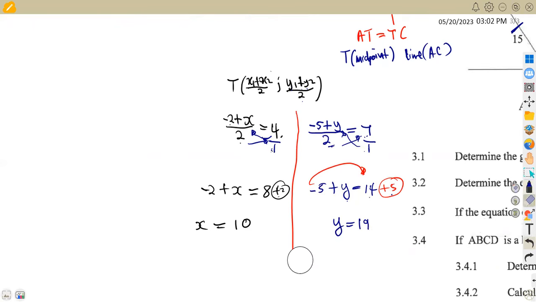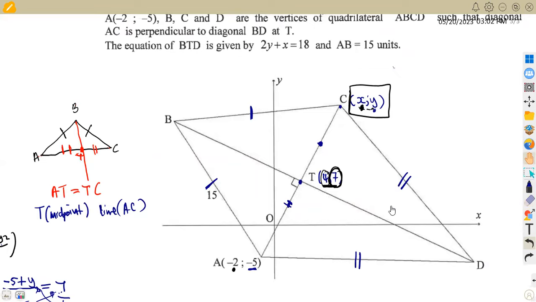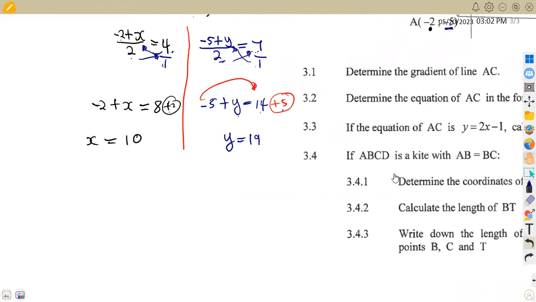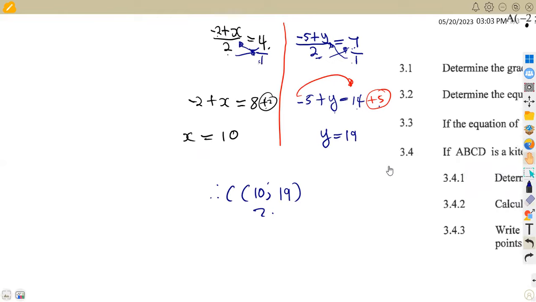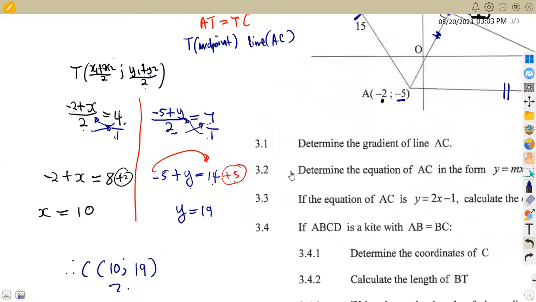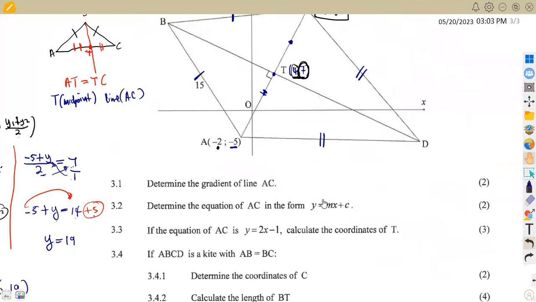So the value of x and the value of y here are actually the point C, because C is xy. Therefore our point C is going to be x, which is 10, and y, which is 19. So we have the point C from this information. This is how we can actually apply the concept of an isosceles triangle, from the kite that we are given; we have an isosceles triangle, so you can use this concept.